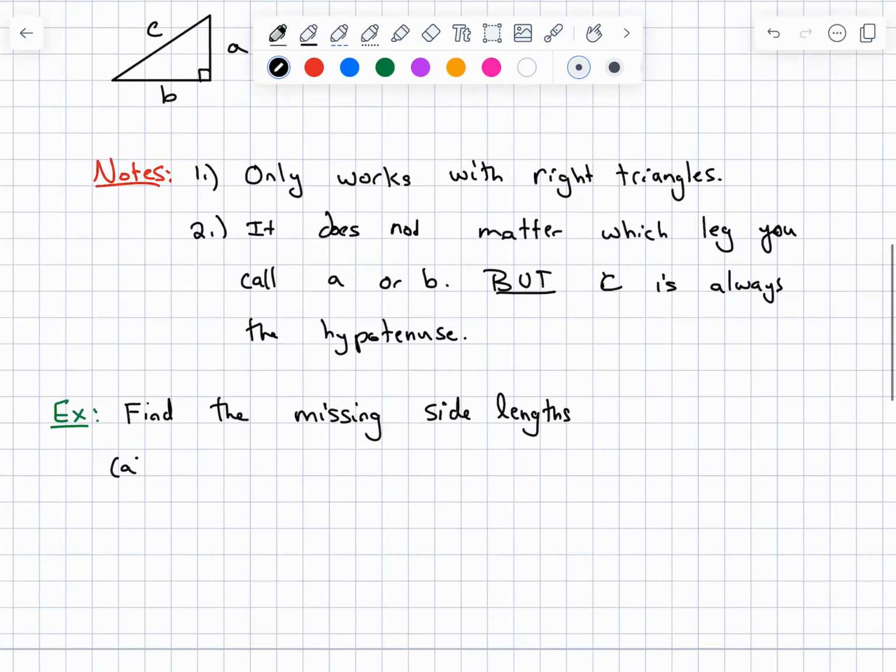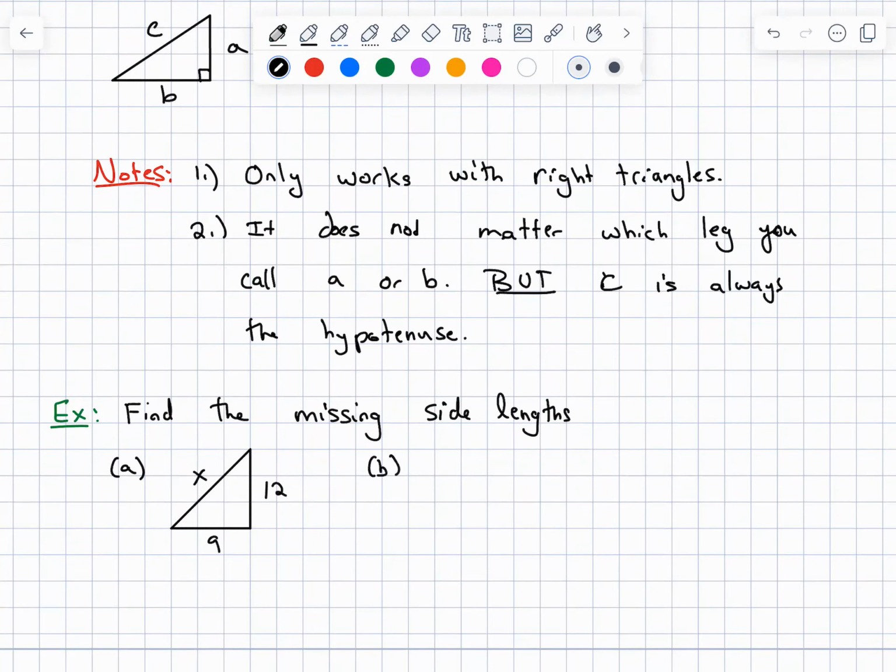So part A, we're going to give you a triangle. And by we're, I mean I'm going to. And remember, these are not drawn to scale. So this is 9 on the bottom, 12 on the vertical, and then X on the side, on the hypotenuse.